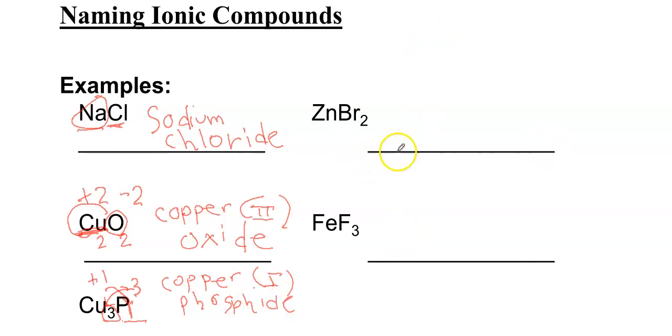All right, moving on. Zinc. Remember, our step 0 is, does this need a Roman numeral? Zinc is one of our exceptions. Zinc always has a +2 charge, so we don't need to worry about putting a Roman numeral in the name. So this is zinc bromide.